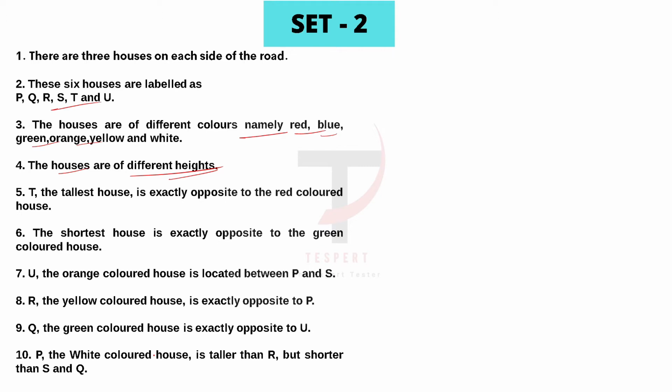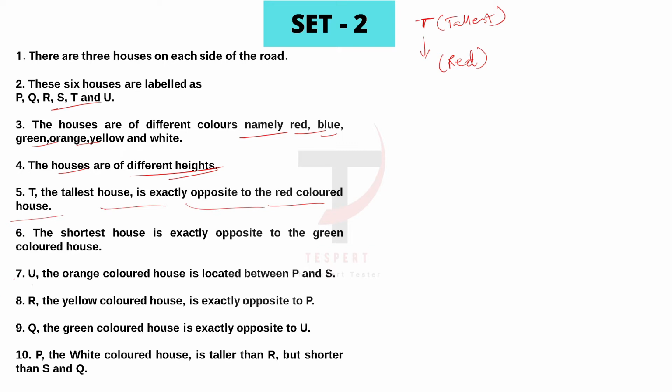So I am reading the fifth statement. T, the tallest house, is exactly opposite to the red colored house. So what we can do is, T is the tallest house, and this is exactly opposite to the house which is red in color. The shortest house is exactly opposite to the green colored house. Okay. U, the orange colored house, is located between P and S. Yes. So this is the statement where we can start. This is the best statement, I think, where we can start solving the set easily.